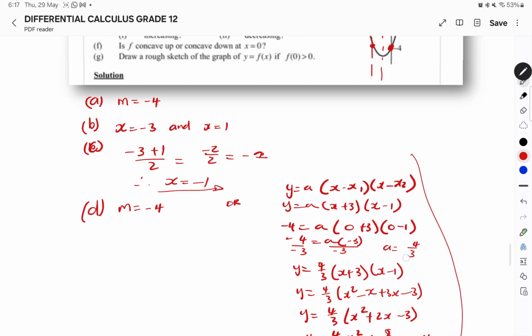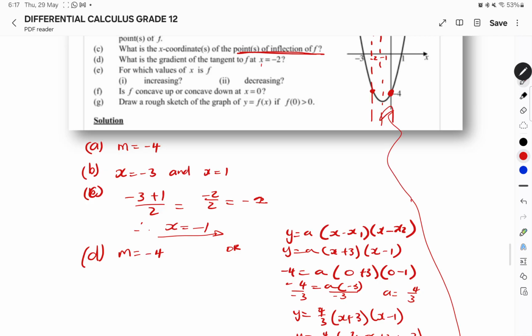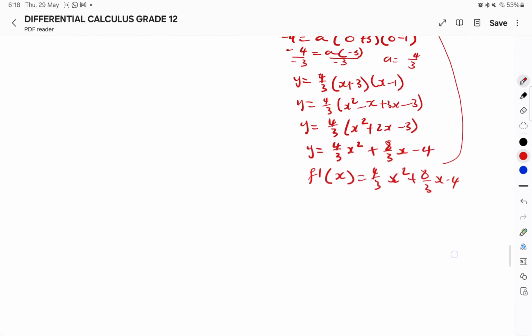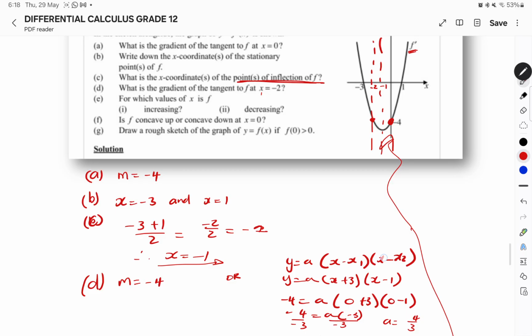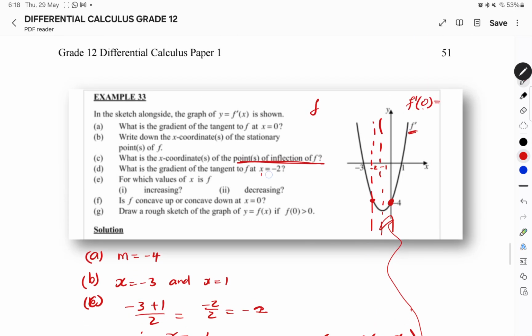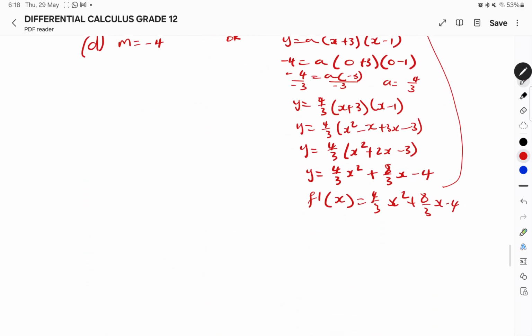This is the equation of this graph, and we know that this is the first derivative. This is already my gradient. Are we clear? This is already my gradient. Now what I have to do is find the gradient at that point, at x equals minus 2. So this is minus 2. It's 4 over 3 times minus 2 squared plus 8 over 3 times minus 2 minus 4, which equals to.